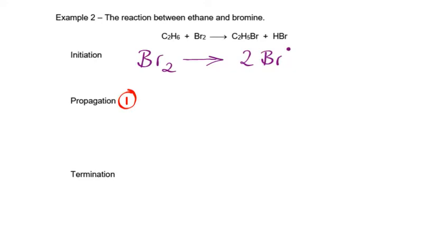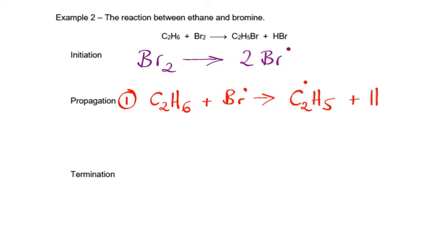In the first propagation stage, our bromine radical is going to look for an electron. Who's it going to get the electron from? Well, that's going to be the ethane molecule. So one of our bromine radicals attacks the ethane molecule. Where does it get the electron from? Well, it's going to rip a hydrogen atom from the ethane molecule, and that will leave behind C2H5, and this will have an unpaired electron. The unpaired electron being on the carbon, or one of the carbons, as well as producing hydrogen bromide.